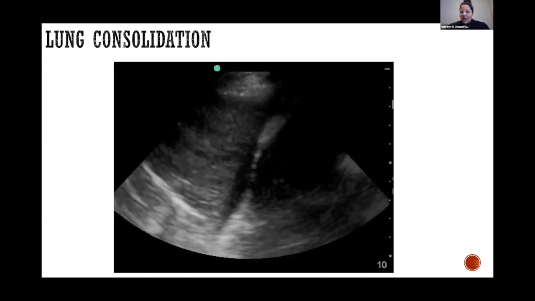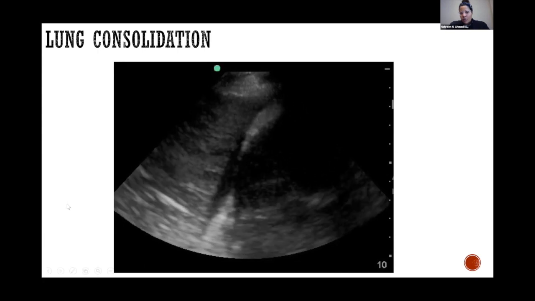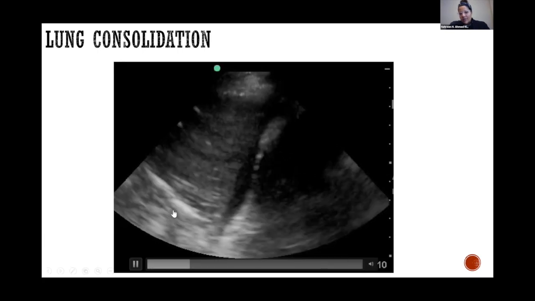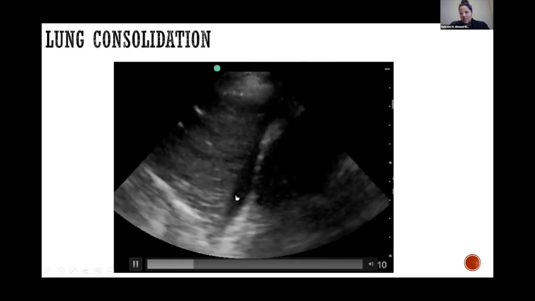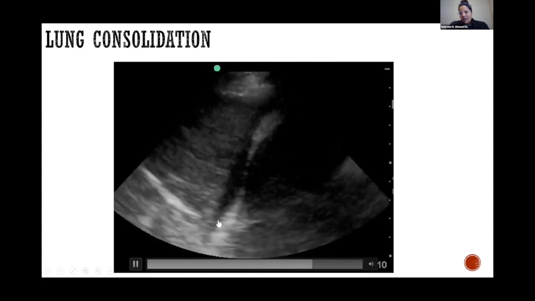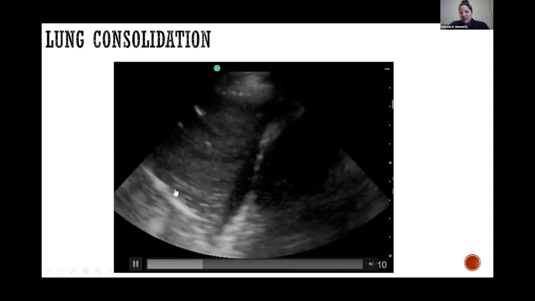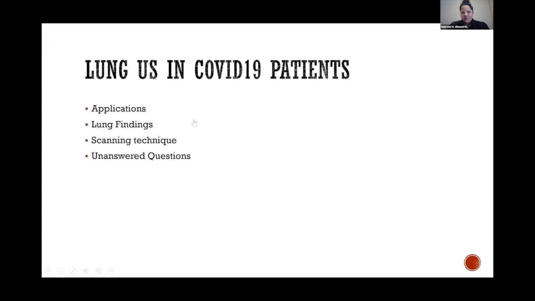And we see air bronchograms as well. What you're seeing here is these hyperechoic areas. You're seeing that the lung looks condensed. You're seeing a small effusion. You're seeing the diaphragm here, okay? So this is what we see when we see consolidation.